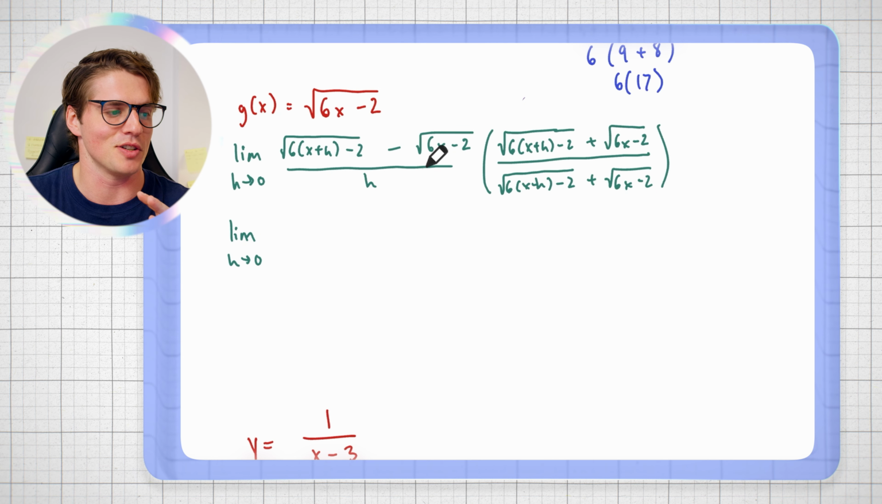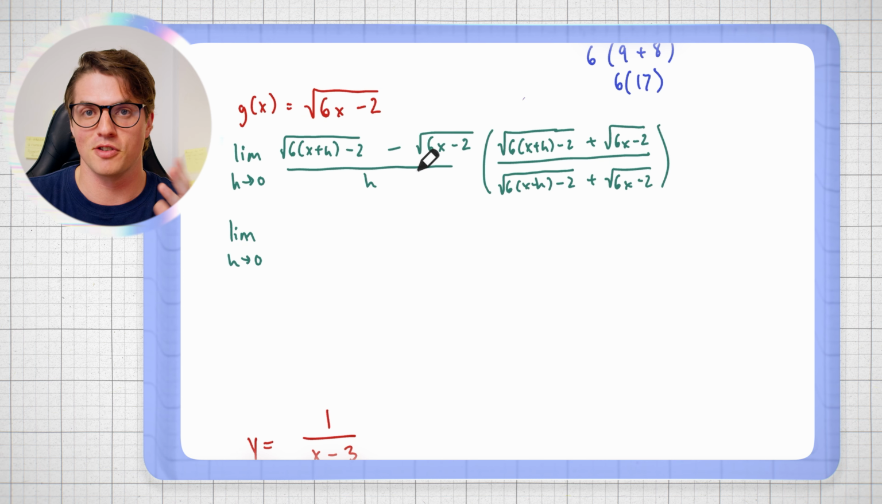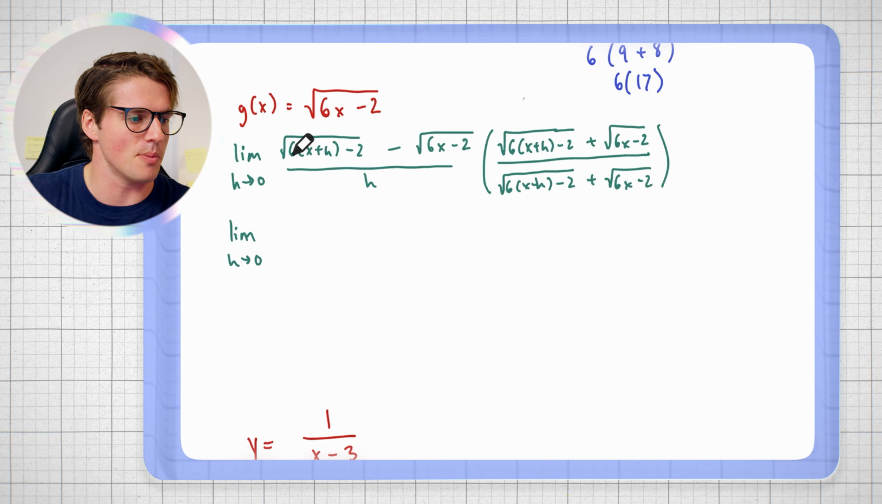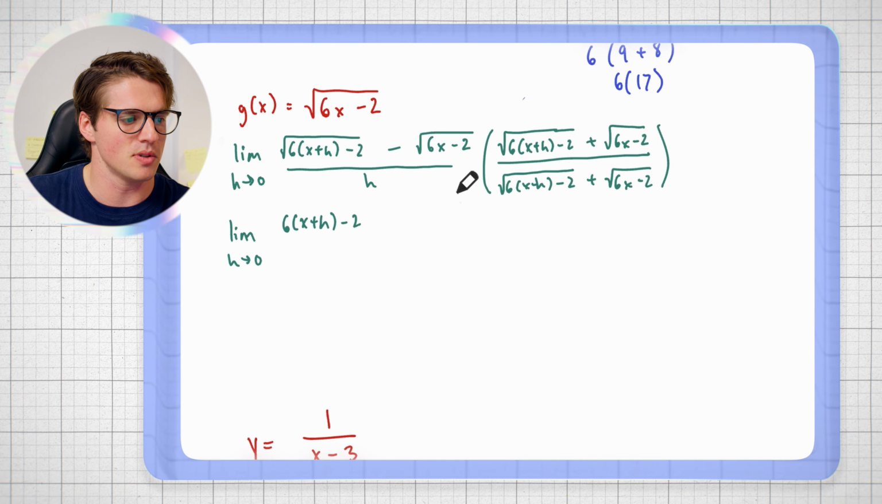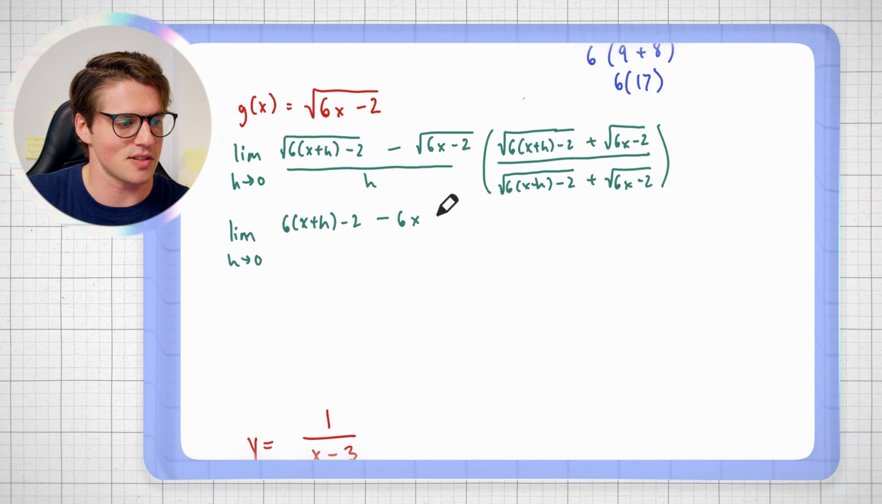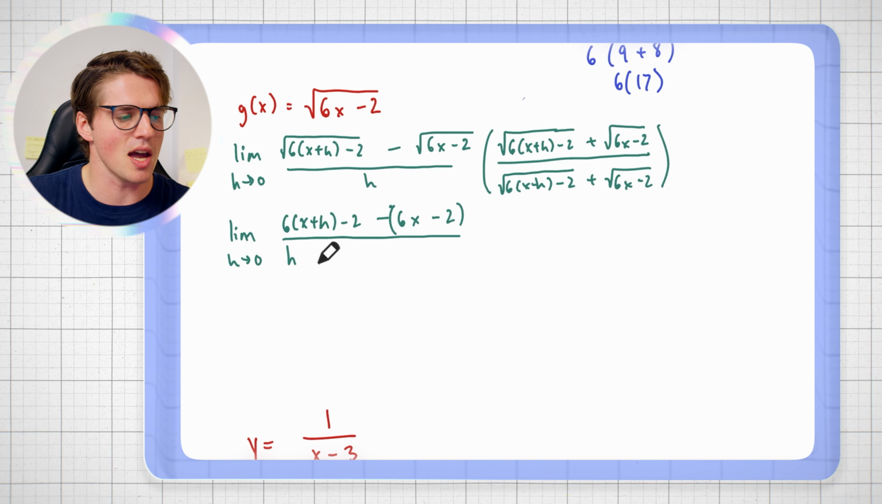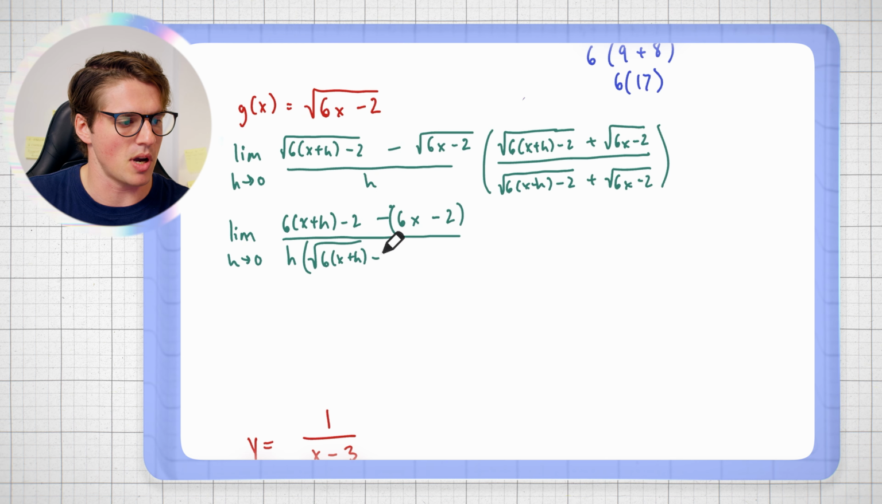So multiplying by the conjugate takes advantage of the difference of squares factoring rule. So this will just become 6x plus h minus 2 minus (6x minus 2). Now I'm going to put that in parentheses because that negative will become positive. And then in the denominator, I'm not going to multiply this through yet. We're just going to leave it as is: the square root of 6x plus h minus 2 plus the square root of 6x minus 2.